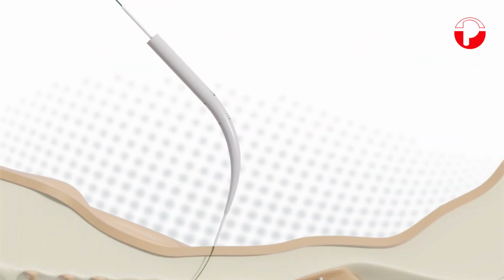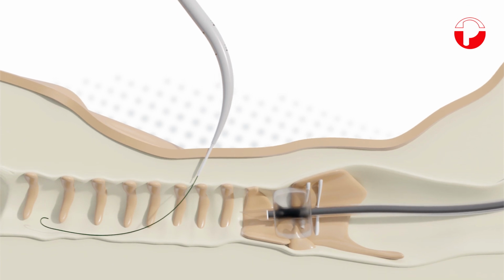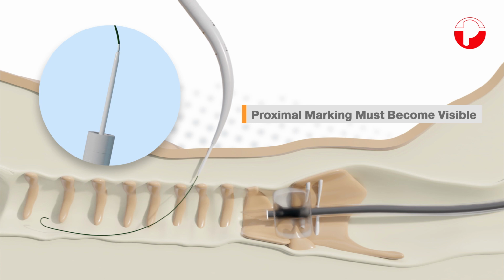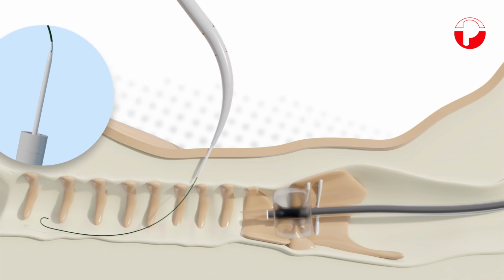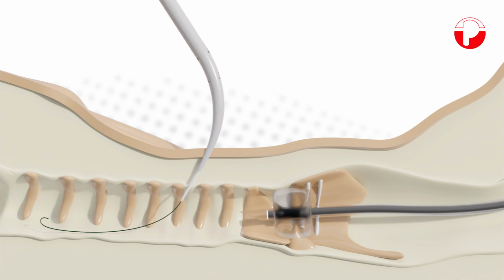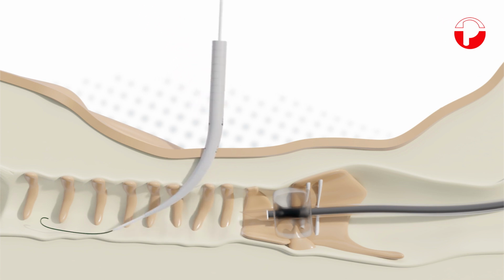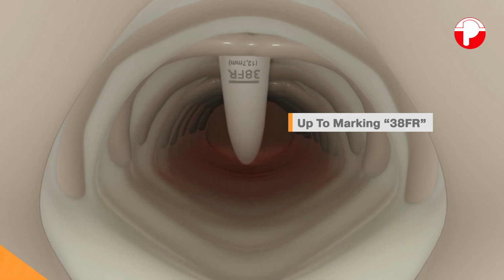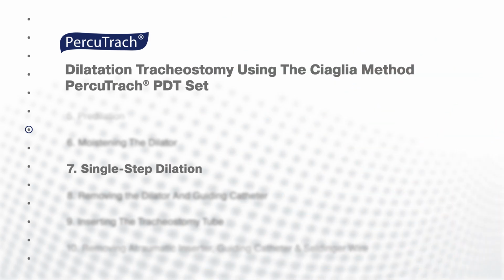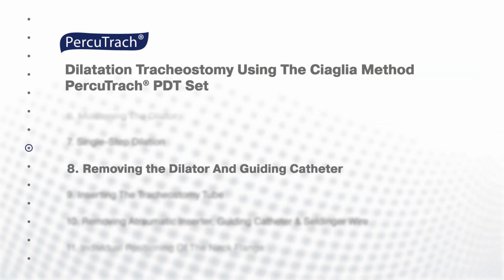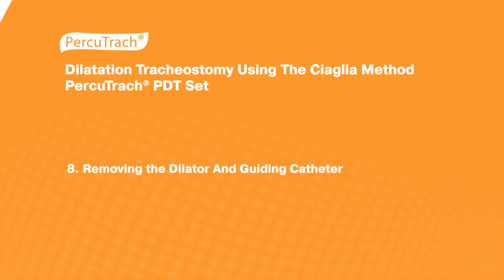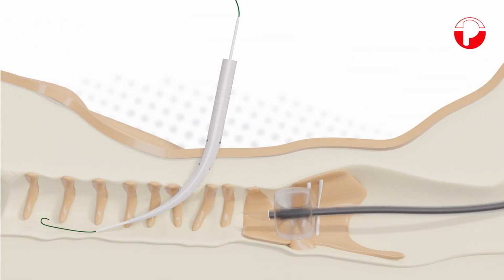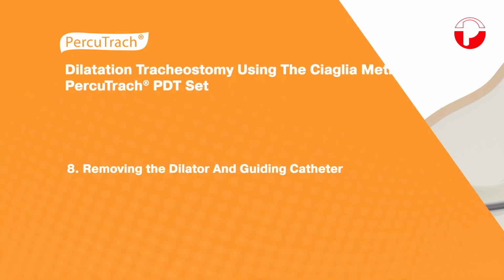The dilator with inserted guiding catheter is threaded over the Seldinger guide wire until the safety lock of the guiding catheter reaches skin level. In the process, the proximal marking of the wire must become visible. By pushing forward and back several times, the tracheal opening can now be dilated until the marking 38 French is visible in the tracheal lumen by using the bronchoscope. Next, the dilator is removed together with the guiding catheter. The Seldinger wire remains in the trachea.